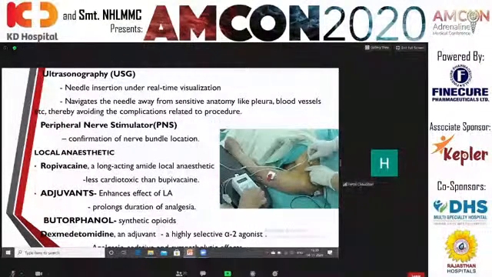Local anesthetic ropivacaine, a long-acting amide local anesthetic is used, which is less cardiotoxic than bupivacaine. Adjuvant used: butorphanol, a synthetic opioid, a morphine-type synthetic agonist-antagonist opioid. Dexmedetomidine is a highly selective alpha 2 agonist.